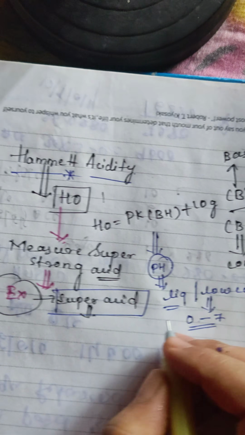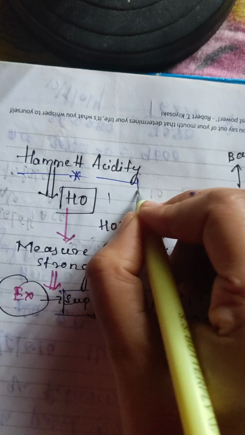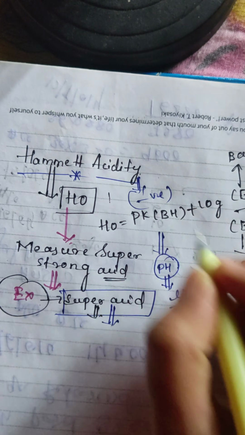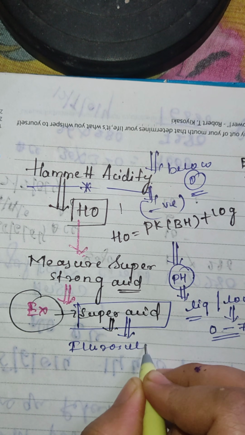H0 starts at below 0. We can call it the Hammett acidity function range, which starts at below 0, and a negative sign is used to show it. The scientist's name is Louis Hammett, who invented this.